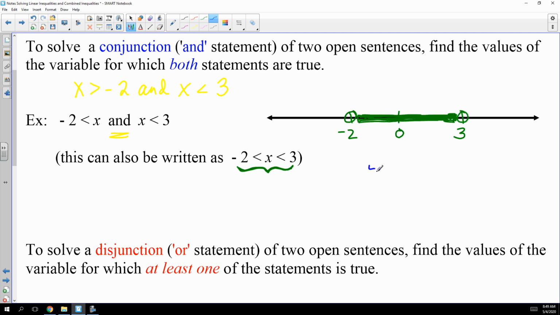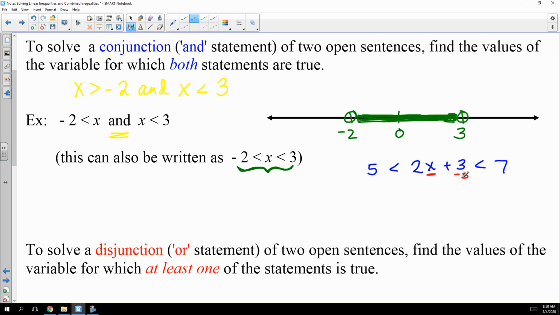Let's say that we have 5 is less than 2x plus 3, which is less than 7. Okay, and we want to solve this combined inequality. You can work it just like this. You don't need to pull it apart. Just be careful. You're trying to get x in here by itself.